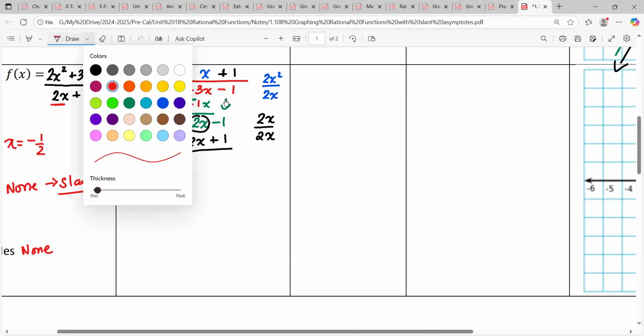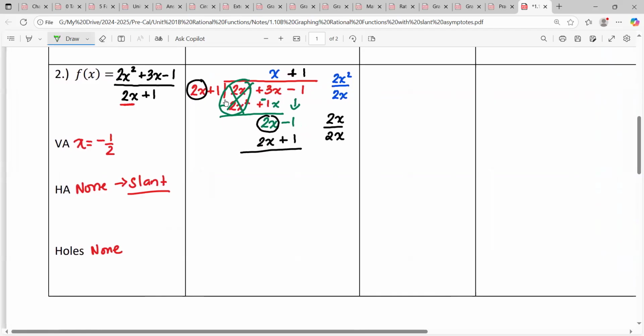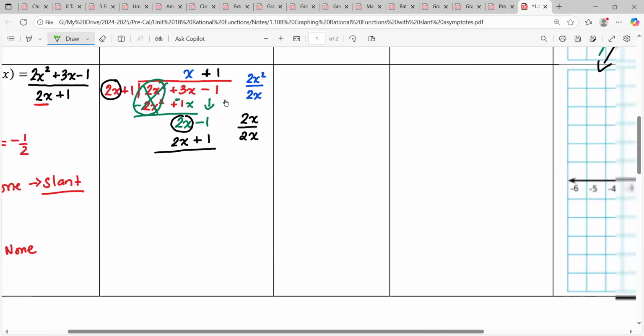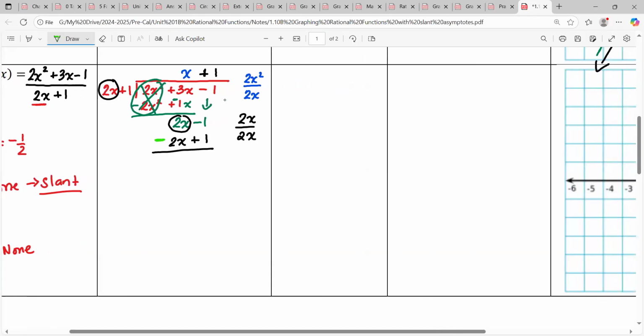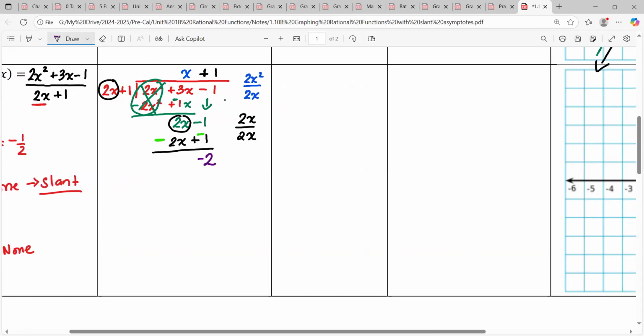When I subtract, what do I need to do? Change the signs of both of them. You should not get a remainder of 0 here. If you got a remainder of 0, that means over here, you should have been able to factor it and they would have canceled out. You cannot get a remainder of 0 here, okay? So what do we have here? Minus and minus. So what do we end up with? Negative 1 minus 1 is negative 2.